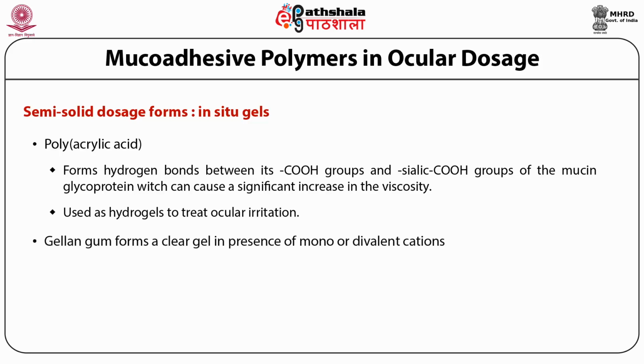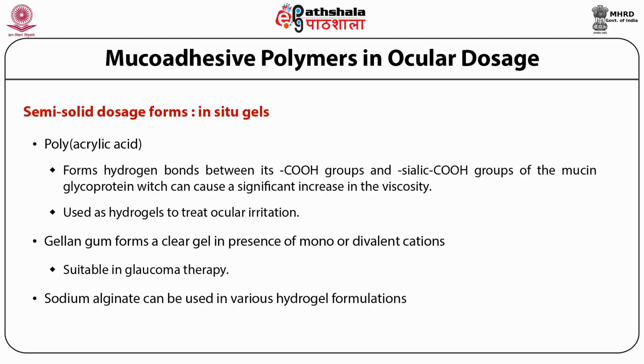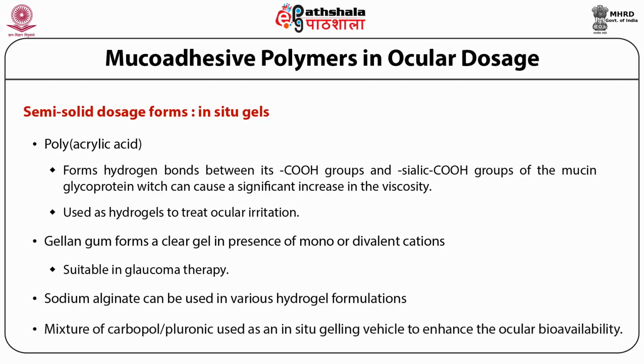Gellan gum forms a clear gel in the presence of mono or divalent cations, and these are highly suitable in glaucoma therapeutics. Sodium alginate can be used in various hydrogel formulations, and mixtures of carbopol and pluronic are used as in situ gelling vehicles to enhance ocular bioavailability.